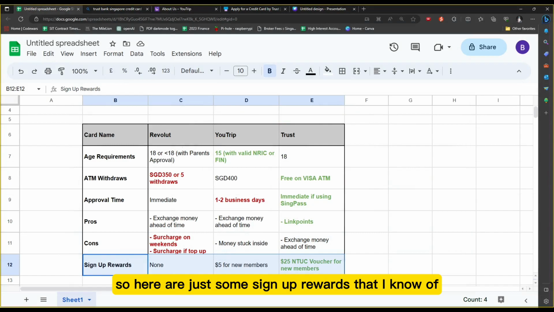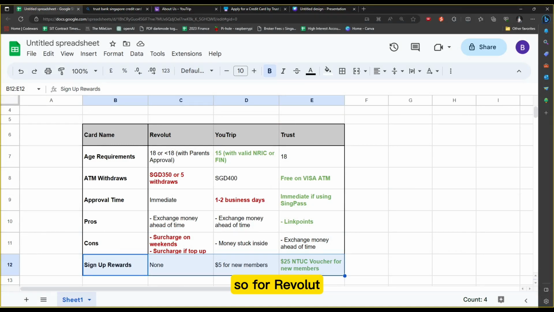So here are just some sign up rewards that I know of for these cards. For Revolut, there isn't any sign up reward. For YouTrip, there's $5 for new members, and for Trust, there's $25 NTUC vouchers for new members.